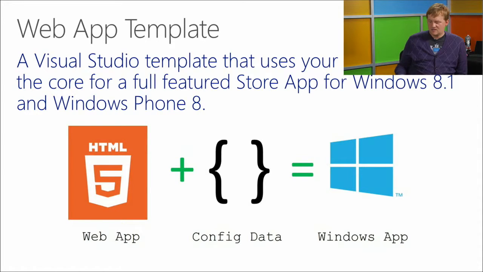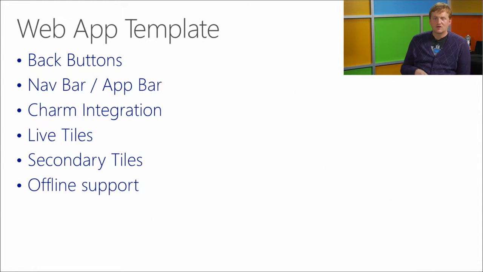Things like integration with app bars and nav bars. Most apps are going to want to use the Windows Store app style app bars and nav bars. That's what the users are going to expect. That's where they're going to look for navigation elements. They're going to want integration with the charms. They're going to want to be able to do search, and they're going to want to be able to do share. They're going to want to have live tiles.